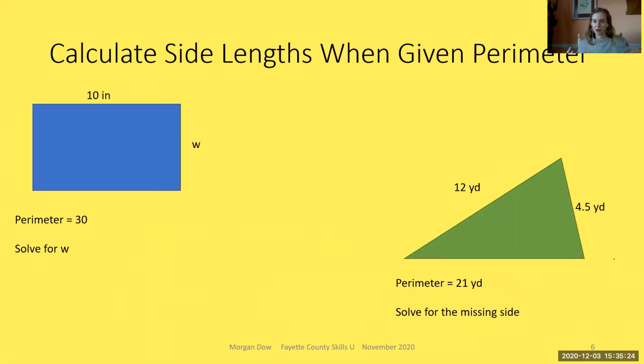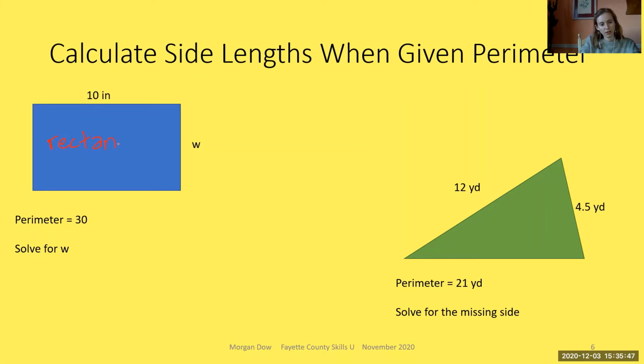All right, so now we're going to flip things around and work backwards, because with these problems, we have a missing side, but we are told the perimeter. So it's no longer our job to calculate the perimeter. It's our job to use the perimeter to help us figure out what this missing side is. So let's start with the rectangle.